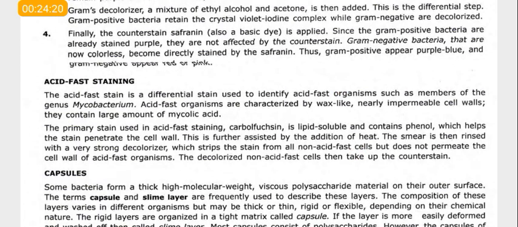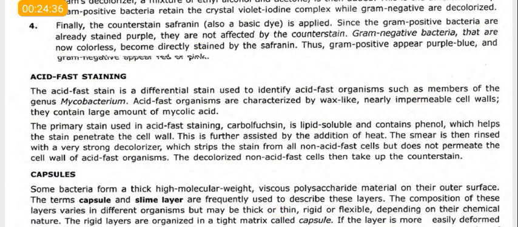And then acid-fast staining. The acid-fast stain is a differential stain used to identify acid-fast organisms, such as members of the genus Mycobacterium. Acid-fast organisms are characterized by wax-like, nearly impermeable cell walls. They contain a large amount of mycolic acid.